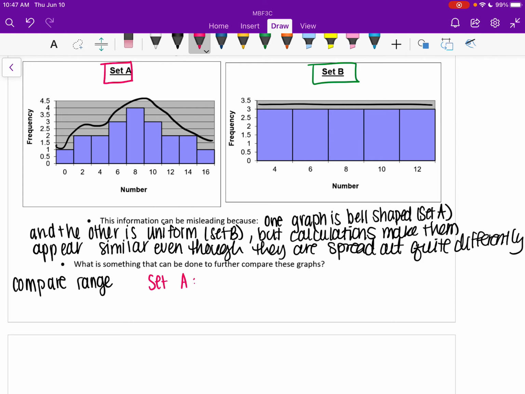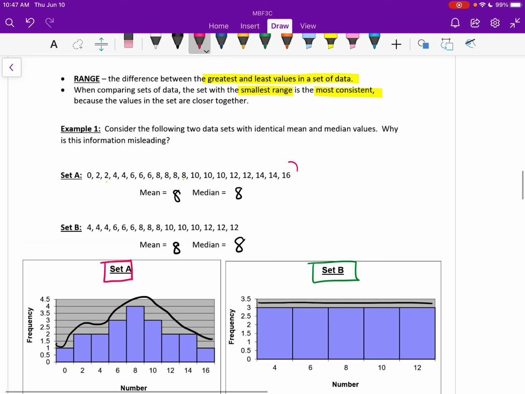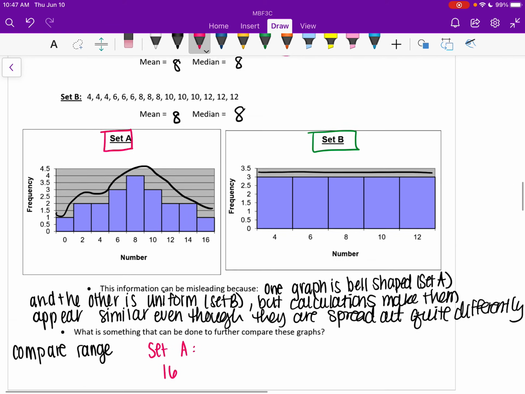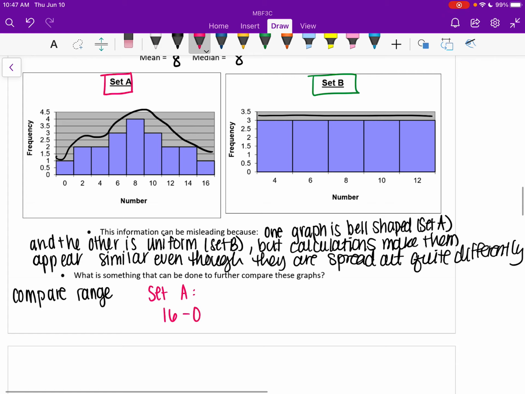Right, so let's do set A. The highest number on set A is 16. So I'm going to say 16, and the lowest number is 0. Right, so my range here is 16. That means that there's 16 points that can happen in between here, right?